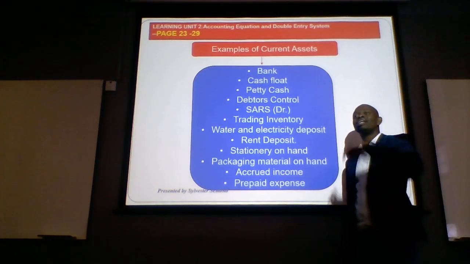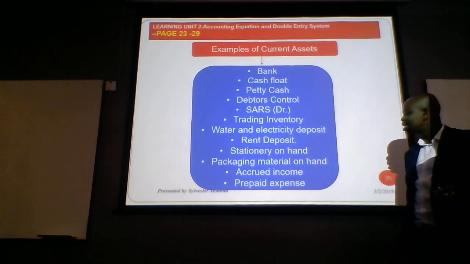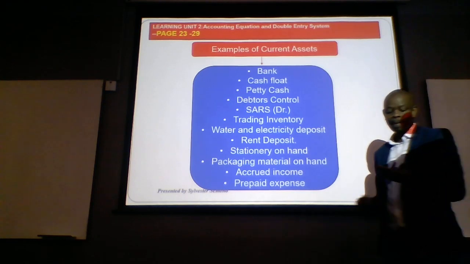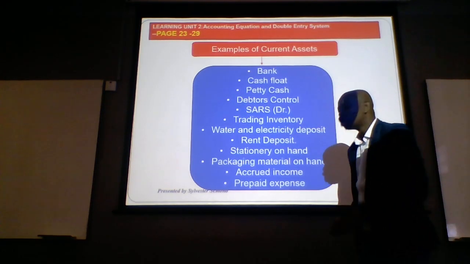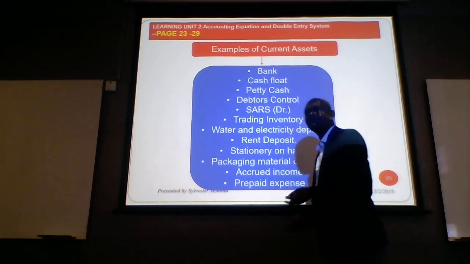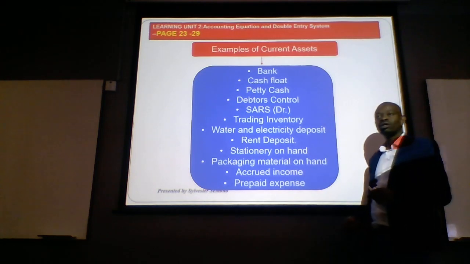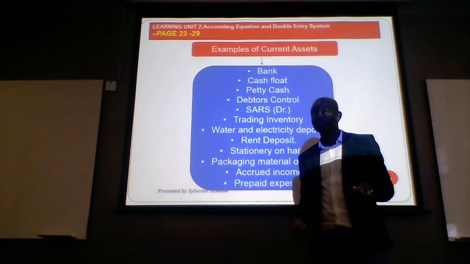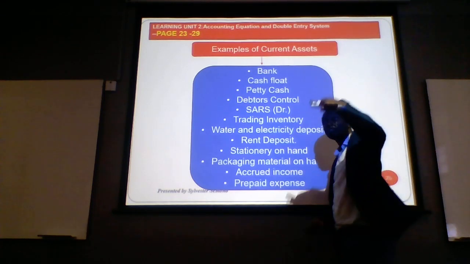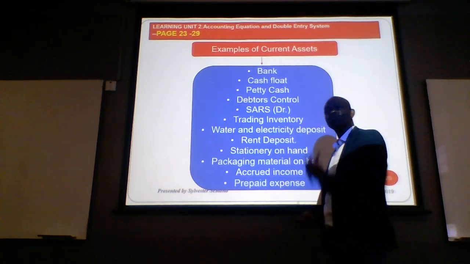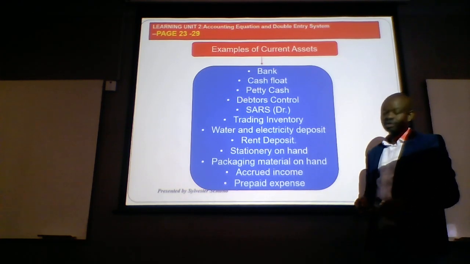Accrued income, meaning income still to be received. It's an asset to you, it belongs to you. Prepaid expense, paid in advance. You still have to enjoy the benefit, but you just pay in advance. For example, you pay your rent for the next 6 months. You know that rent still belongs to you because you did not yet enjoy the benefit of staying in that house. You just paid in advance. So it's an asset to you. Okay.